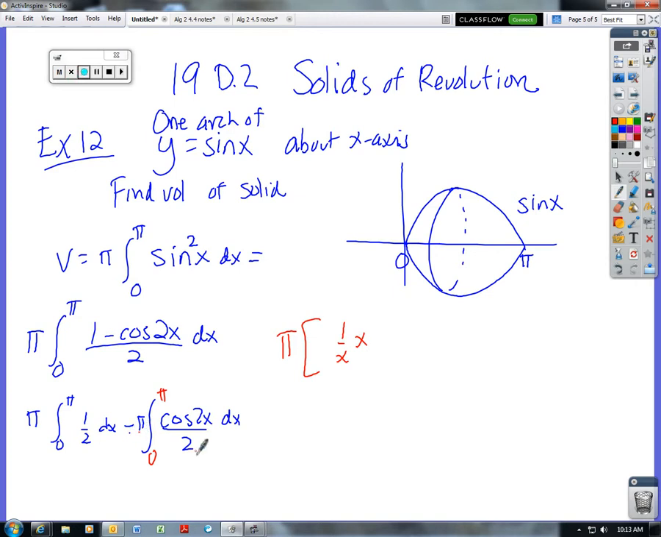Then I've got this 2 here, so I have to bring that, and I've got the minus. I've got minus, and then I've got the 1/2, that's the 2 from that. And then the integral of cosine is sine of 2x. But then I have to divide by this 2. The derivative of sine is cosine, so we're good there. And we're going to evaluate from 0 to pi.